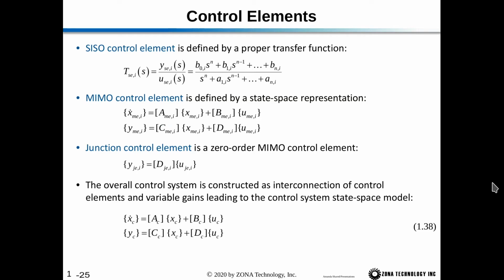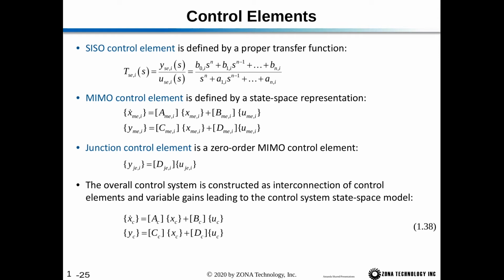So let's review the different control elements. SISO control elements are defined by a proper transfer function. MIMO control elements are defined by a state space representation, and then gain control elements are a zero order MIMO control element, y equals Du. And the overall control system is constructed as an interconnection of the control elements and variable gains, which leads to the control system state space model.